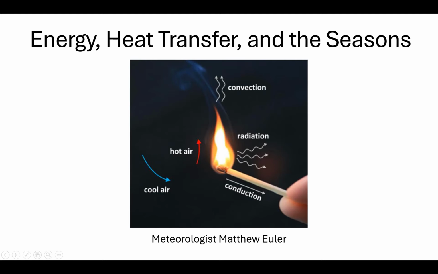We have this match, it's lit, you see the flame on the end of the match, and you see these arrows representing that heated air rising motion in the vertical. That's known as convection. And then you have some of this heat energy just kind of working off of the flame and moving more horizontally. That is known as radiation.